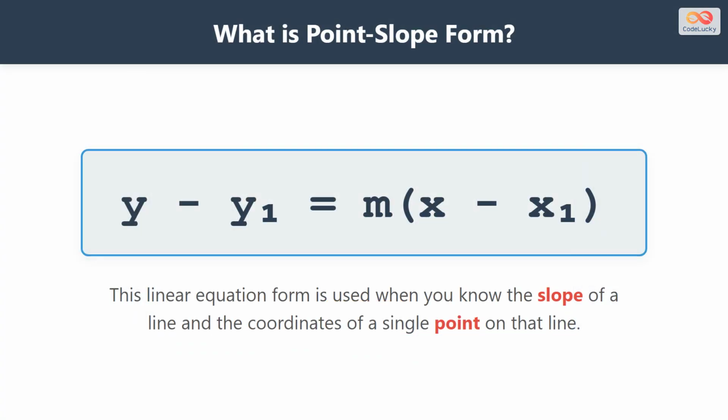Let's start by looking at the formula itself. It reads as y minus y1 equals m times the quantity x minus x1. This specific arrangement is designed for situations where you know the slope of the line and the coordinates of just one point on that line.